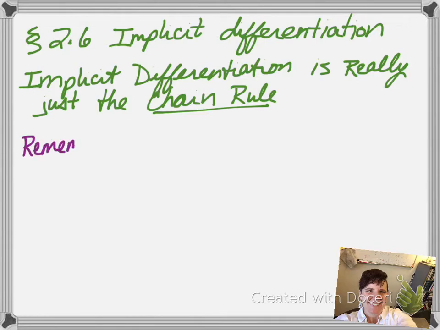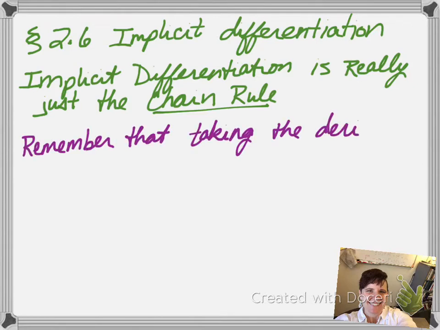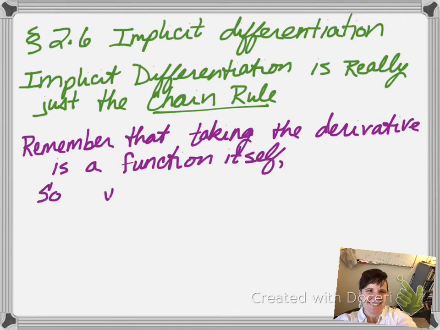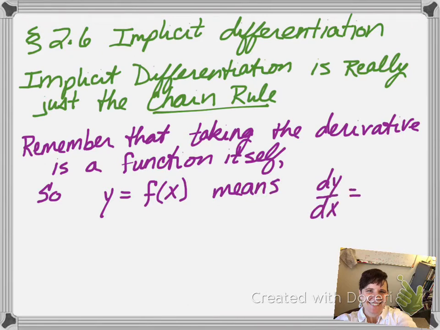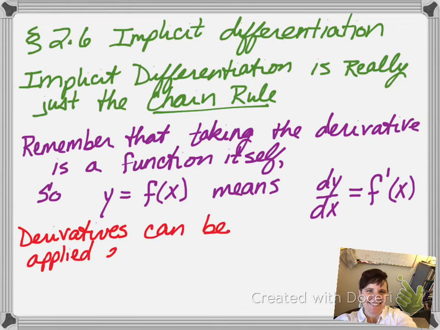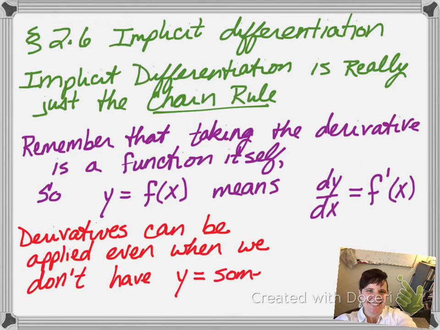So when we are taking derivatives, taking the derivative acts like a function itself. So if y equals f of x, taking the derivative of both sides of the equal sign results in dy/dx equals f prime of x. And the reason that we have implicit differentiation is because derivatives can be applied even when we don't get to the point where y equals some function of x.